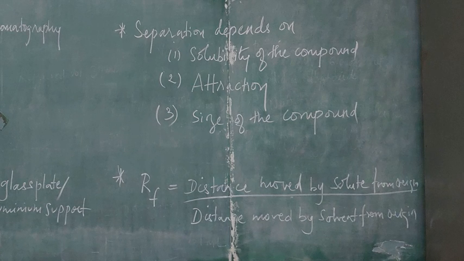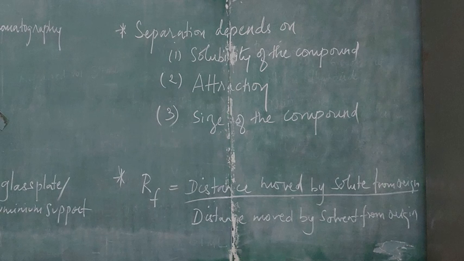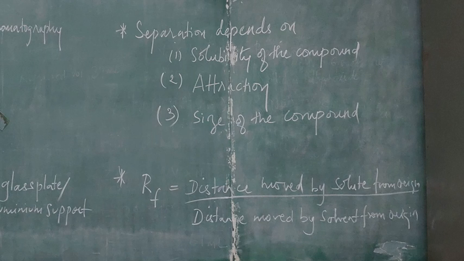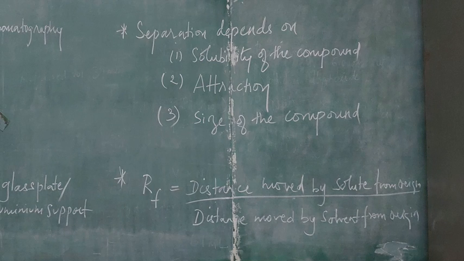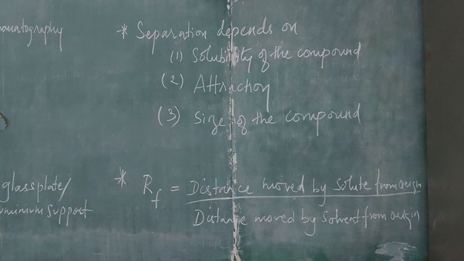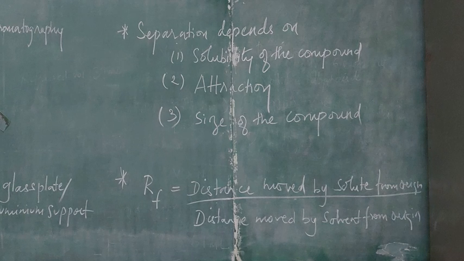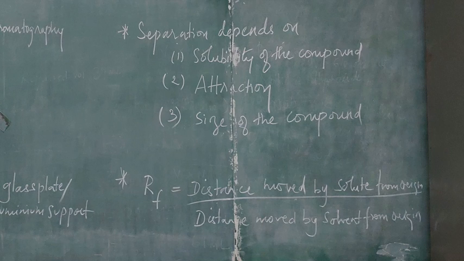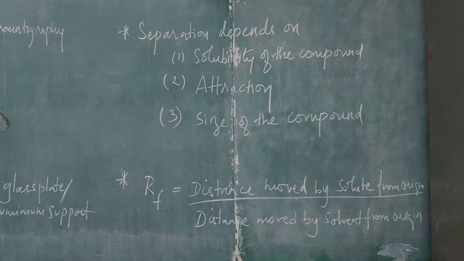An important factor in TLC is the RF factor. RF is the distance moved by the solute from the origin to the distance moved by the solvent from the origin. And amino acids which are separated in TLC are colorless. You can't see them with the naked eye, and they can be identified using a locating agent called ninhydrin. Ninhydrin reacts with alpha amino acids and results in a purple color spot, which is called Ruhemann's purple.